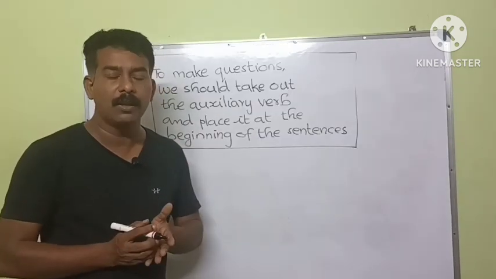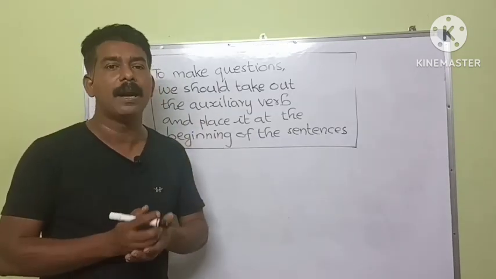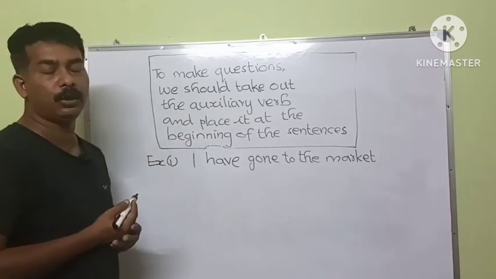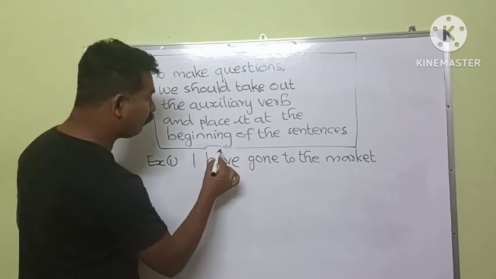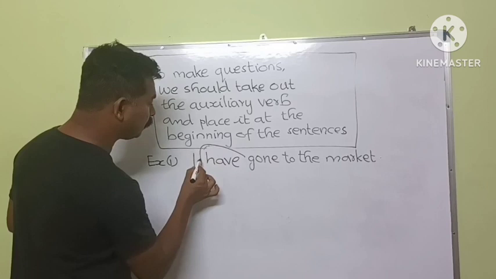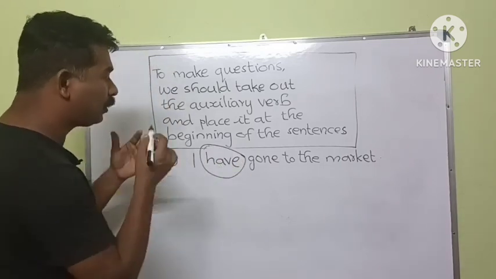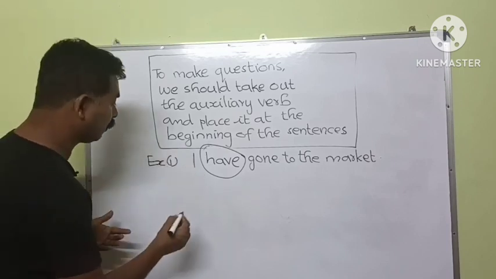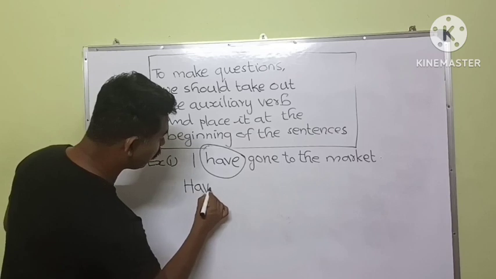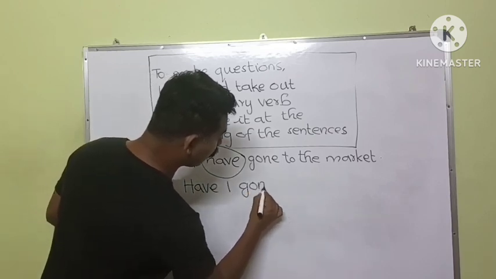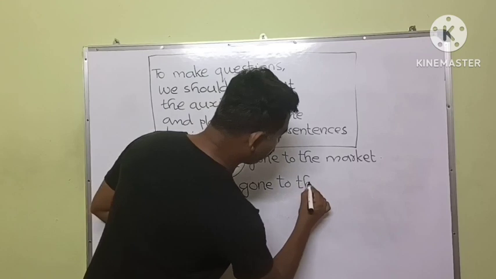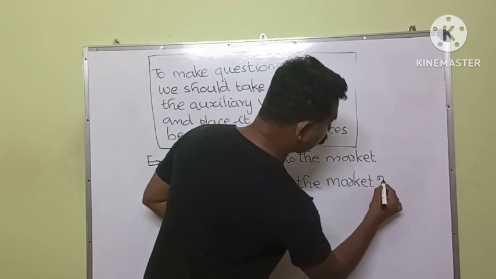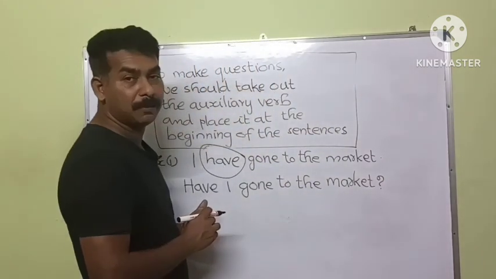To make questions, we should take out the auxiliary verb and place it at the beginning of the sentences. Example number 1, I have gone to the market. Here, have is the auxiliary verb. Take out the auxiliary verb from the sentence and place it at the beginning of the sentence. Have I gone to the market? Instead of full stop, we must keep a question mark.